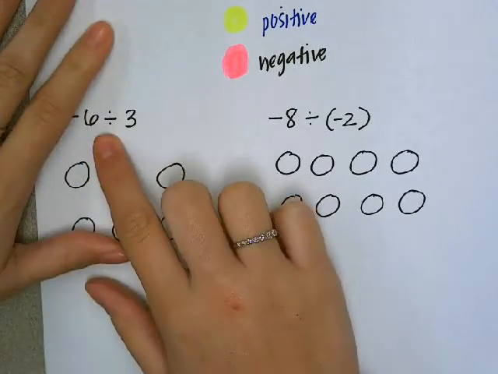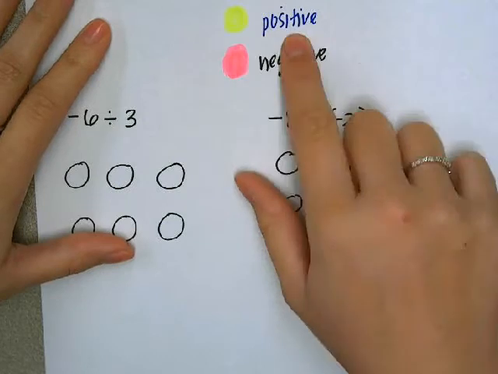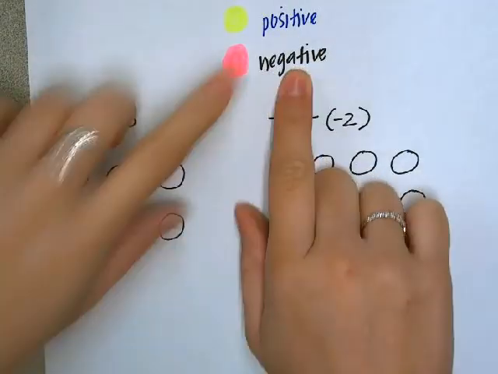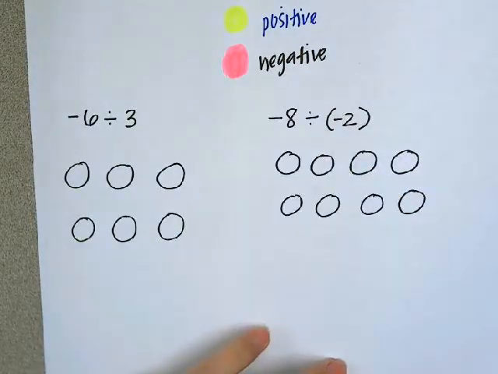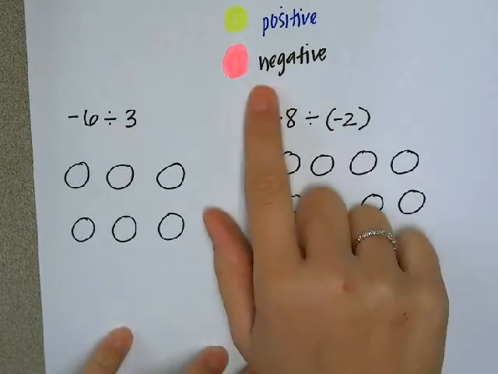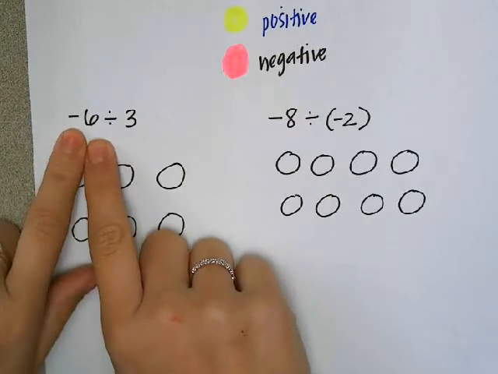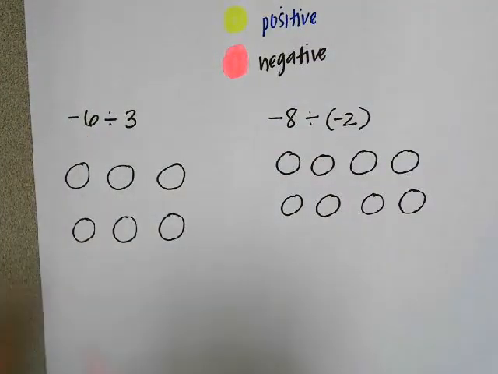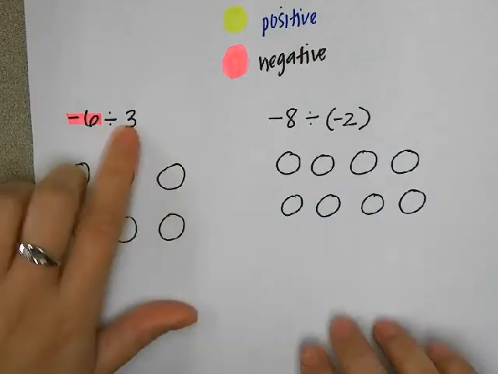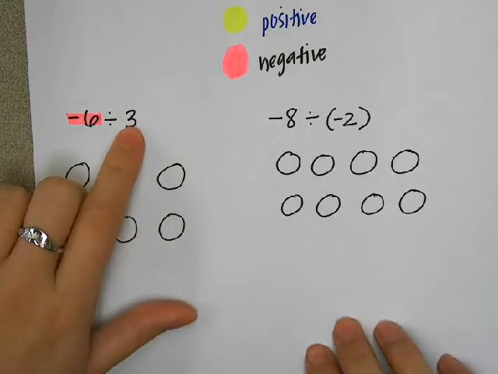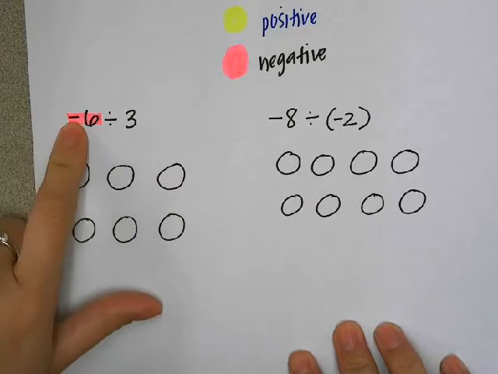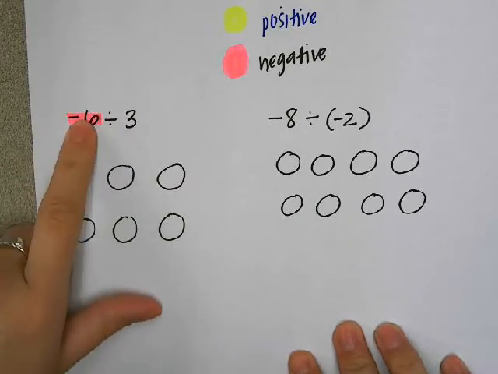I went ahead and labeled yellow as positive, pink as negative. On the Nearpod, it's going to be red instead of pink, it doesn't matter. Looking here, this one is pink, right? It's a -6, so right now I'm going to start off with pink. This divisor is going to tell me whether I need to keep the same color, keep pink, or change it.